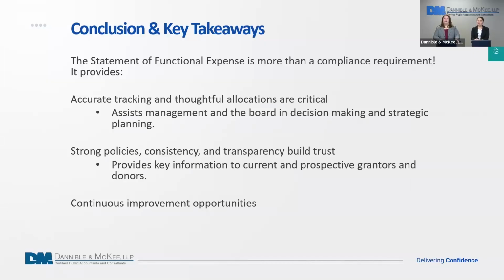Okay, conclusions and takeaways. The statement of functional expense is more than a compliance requirement. Accurate tracking and thoughtful allocations are critical. They assist management and the board in decision-making and strategic planning. Strong policies, consistency, and transparency build trust. It provides key information to current and prospective grantors and your donors, and continuous improvement opportunities.